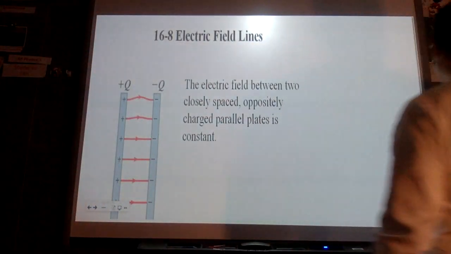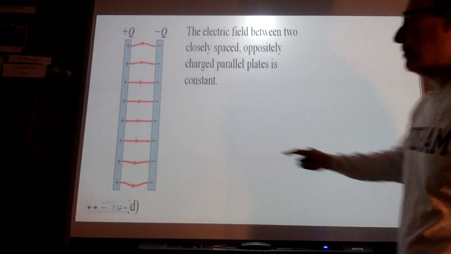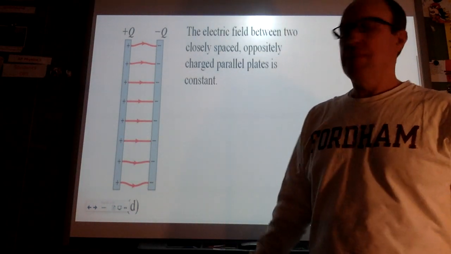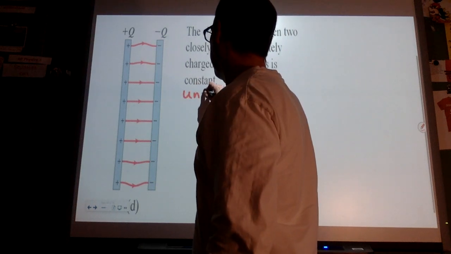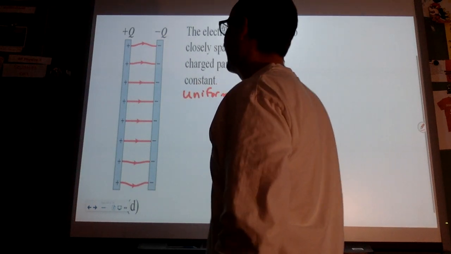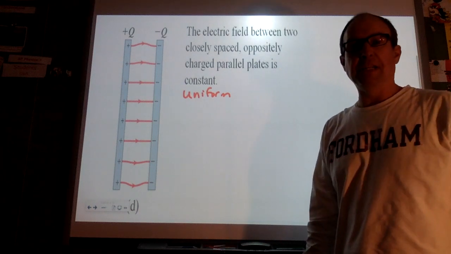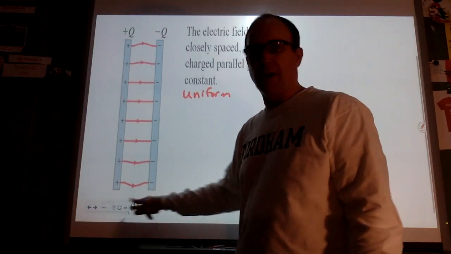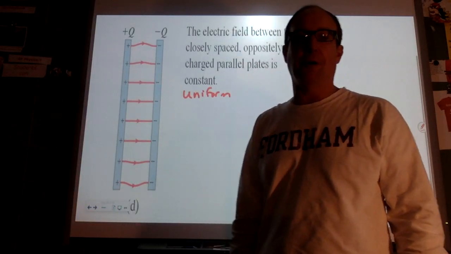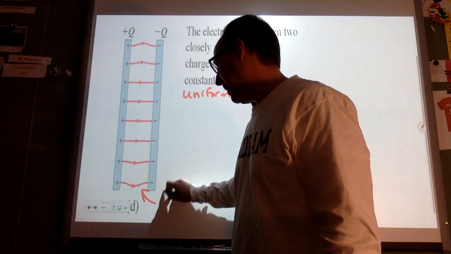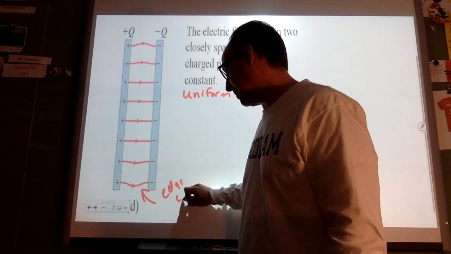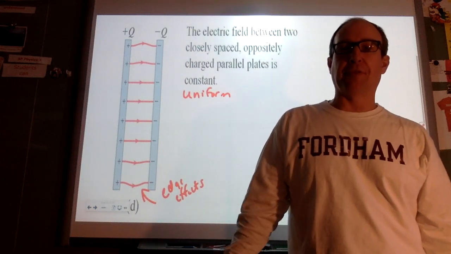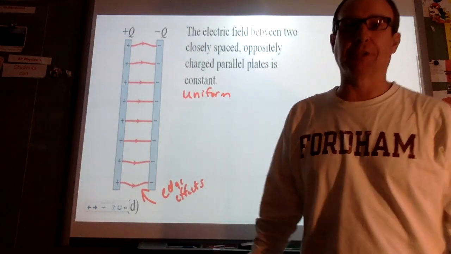If you have two plates that are charged like this, they're going to have a uniform field inside. That means that it's constant. Because these fields extend to infinity, close to the edges, it's going to curve out, and it's not going to be uniform. And so this curving is known as edge effects. In physics, these are mentioned just so that they can tell you to ignore edge effects usually.